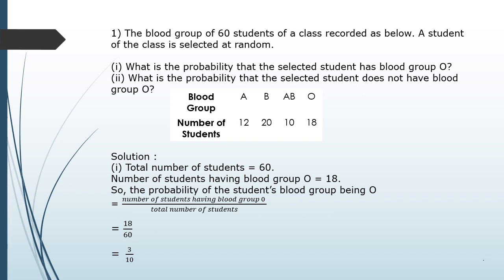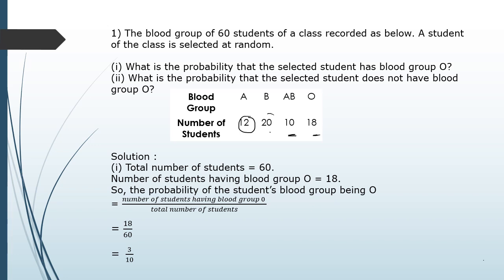For A blood group, we have a total of 12 students. For B blood group, we have 20. For AB, we have 10. And for O, we have 18. Alright. Now, what is your definition for probability? What is the formula for probability?